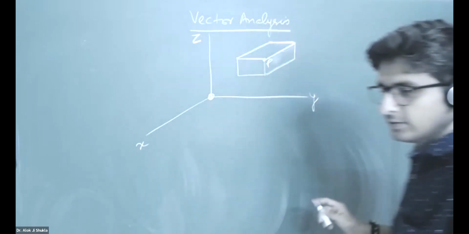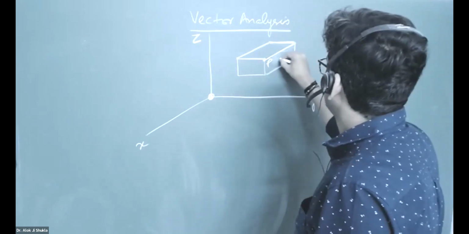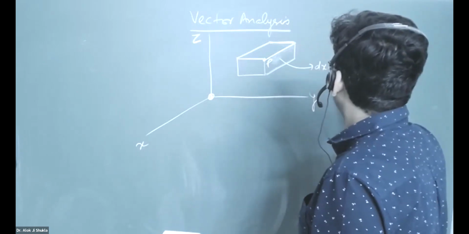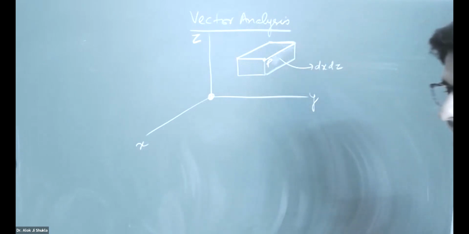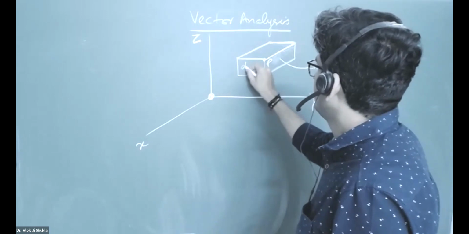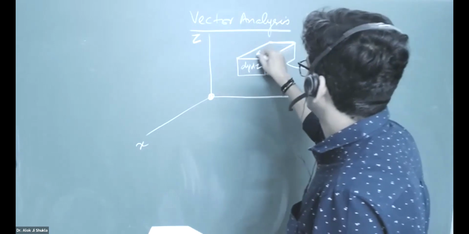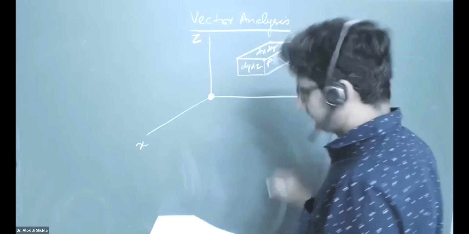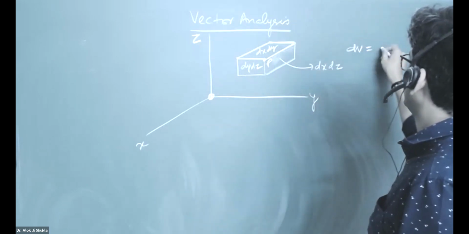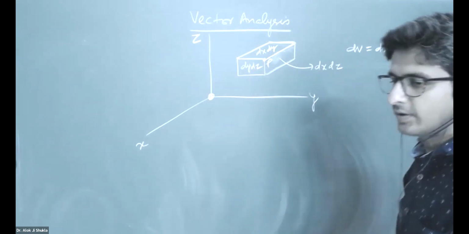So suppose this is x, this is y, this is z. This area is dx dz. Check this. This area is dy dz. This area is dx dy. And the small volume of this is dx dy dz. This is for Cartesian.